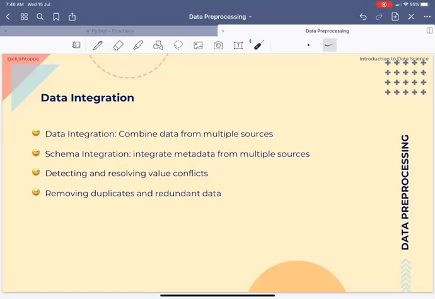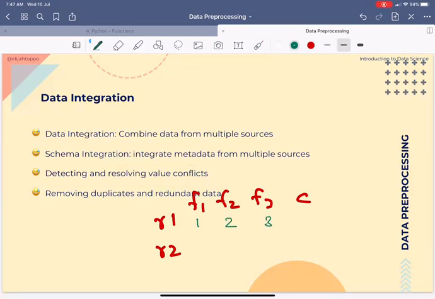Okay, so a value conflict means, let's say you have two rows of data, row one and row two, with feature one, feature two, and feature three, and a particular class. Here, let's say the values are 1, 2, 3, and the class is A. And again we have the values 1, 2, 3, and the class is B. Now clearly this is some mess.